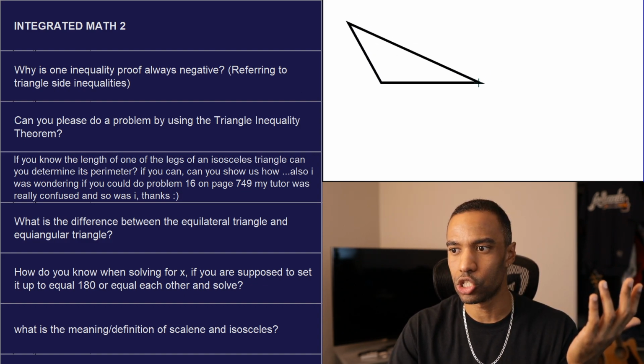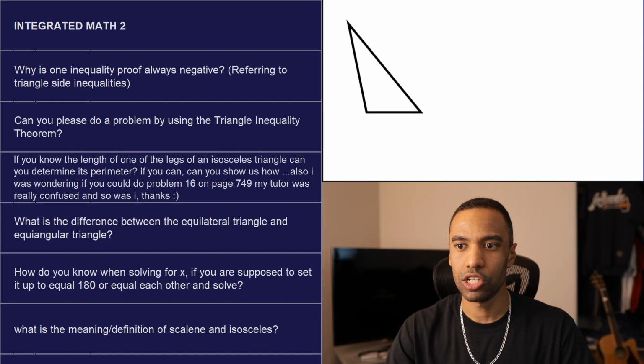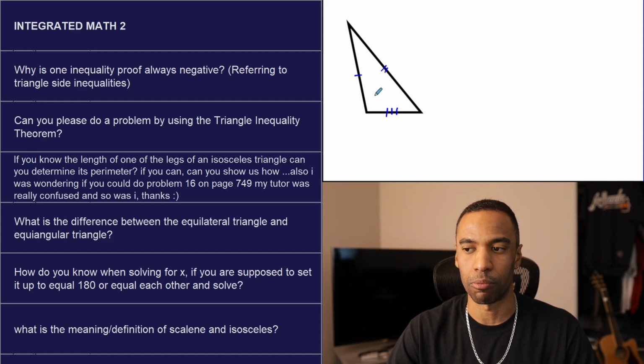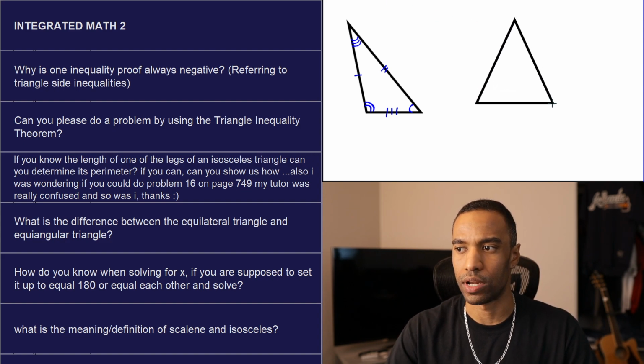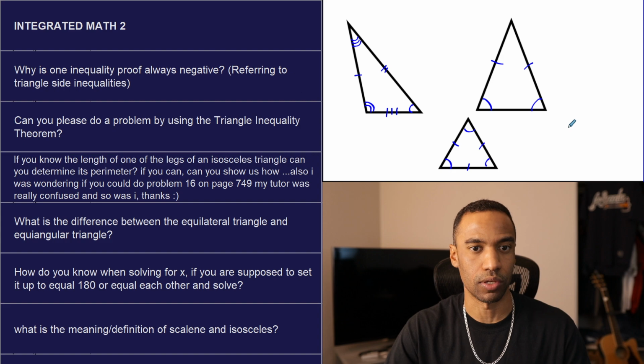There's a scalene triangle, which basically just means that all side lengths and all angle measures are not congruent to one another. So right here, everything's different, right? Then there's the isosceles triangle, which has two side lengths and angle measures congruent to one another. And then there's the equilateral triangle, which says all side lengths and angle measures are congruent to each other. So three different types of triangles you can get there.